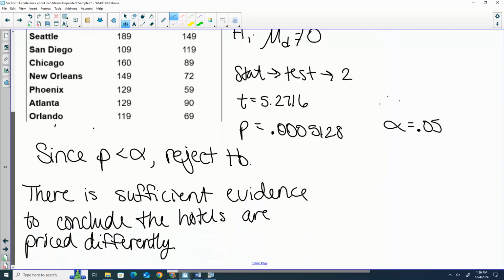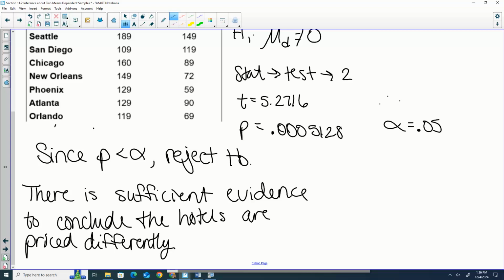All right, so basically our goal here is to take the two sets of data, combine them into one by looking at the difference, and then we do it just like before. Do our t-test and compare our p and our alpha.